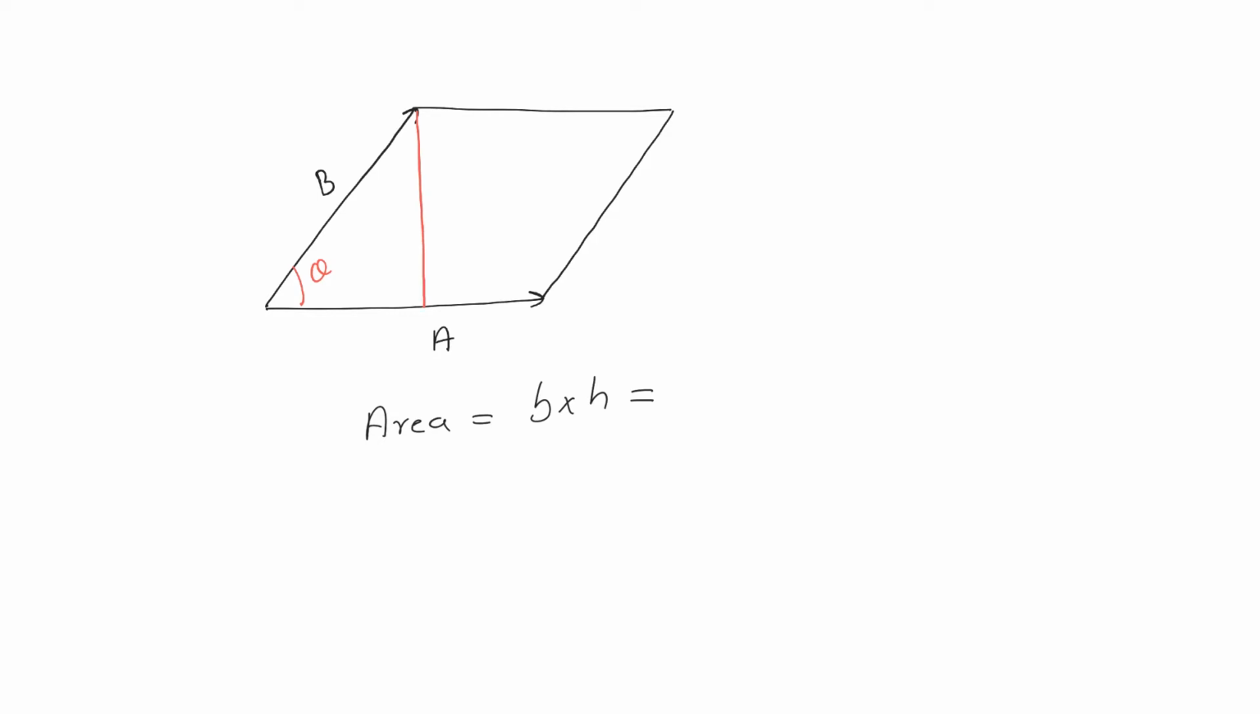If we resolve this B vector into components, we can write the component of B vector along this direction is B sine theta, which we can take as h. And our base is equal to the magnitude of A vector. So this area can be written as A into B sine theta. So the magnitude of this area is equal to AB sine theta, which is equal to the magnitude of A vector cross B vector. So just remember that the area of the parallelogram formed by vectors A vector and B vector is equal to the magnitude of A vector cross B vector.